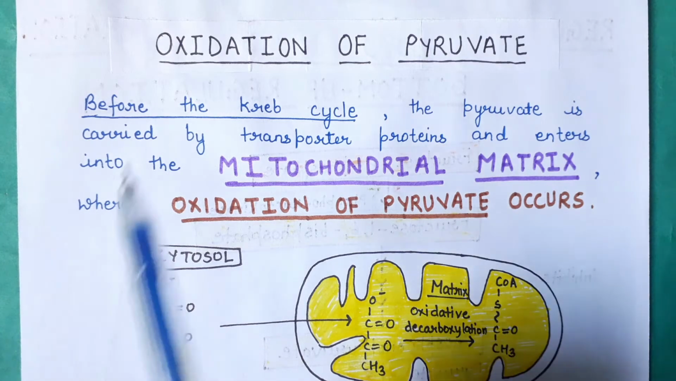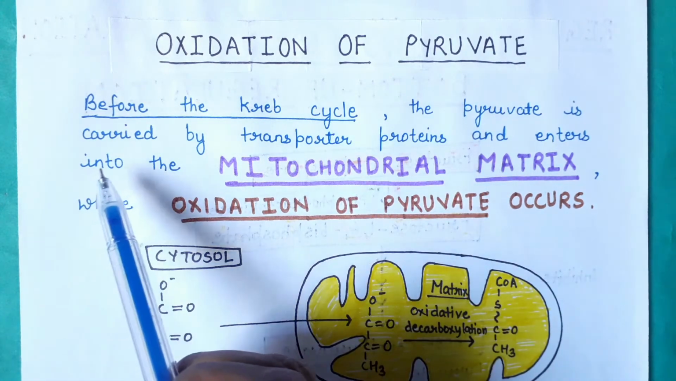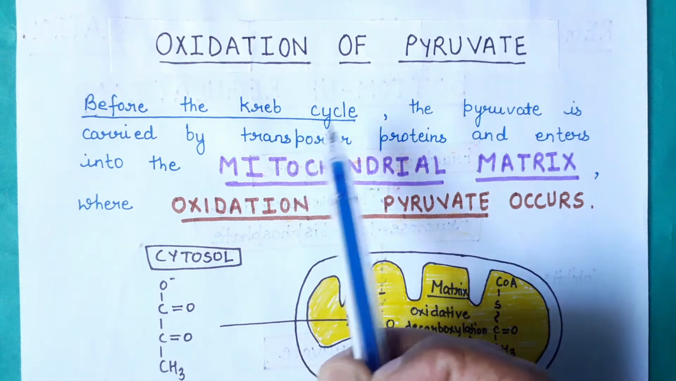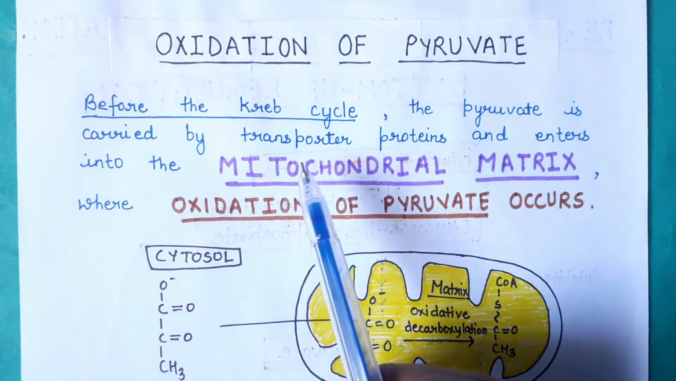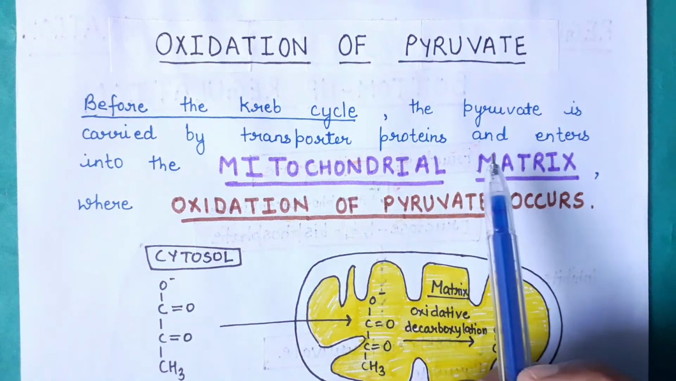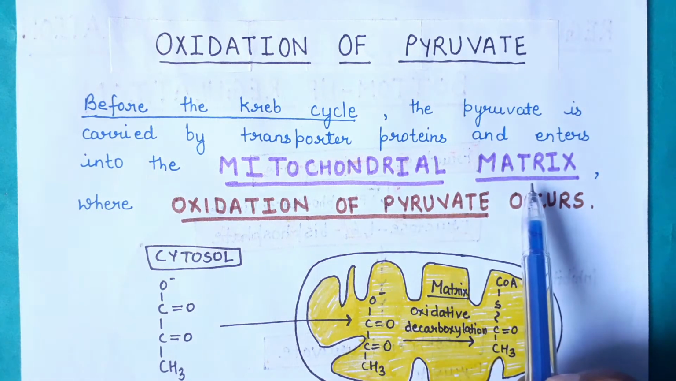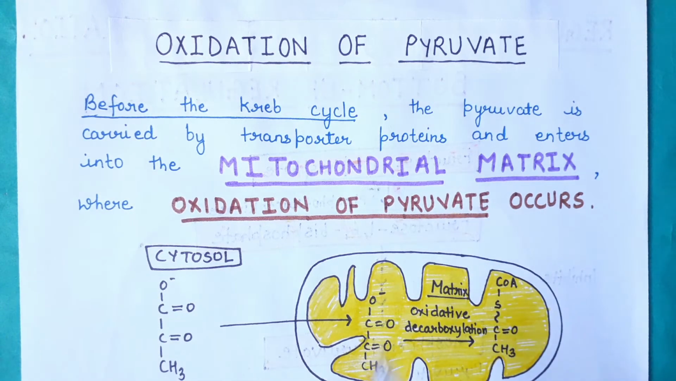Okay. So what happens in this case? Before the Krebs cycle, the pyruvate is carried by transporter proteins. As you know, pyruvate gets formed in the cytosol of the cell. It is carried by means of transporter proteins into the mitochondria, and this pyruvate enters the mitochondrial matrix, where oxidation of pyruvate takes place. So in the mitochondrial matrix, oxidation of the pyruvate occurs.